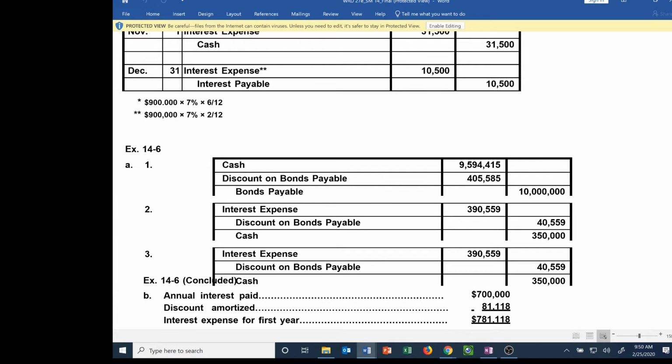So, how much interest did we pay this year? We paid 700,000, 350, and we added on that discount, 40,559. Our real interest expense was 581,118. All right. Now, this is a straight line method. It's pretty easy. It's when we get to the amortization method, it gets a little harder. We're going to try to practice that today.